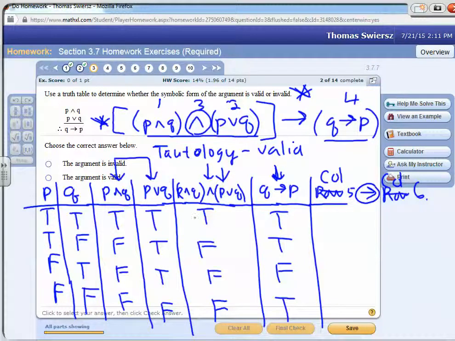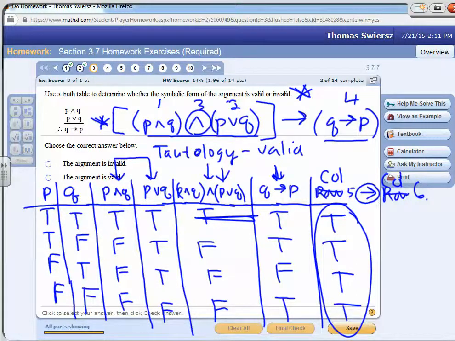So if true, then true is true. If false, then true is true. If false, then false is true. And if false, then true is true. So what happens is we have a tautology. The last line is a tautology, which tells us the argument is indeed valid.